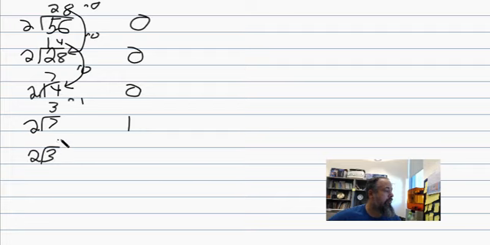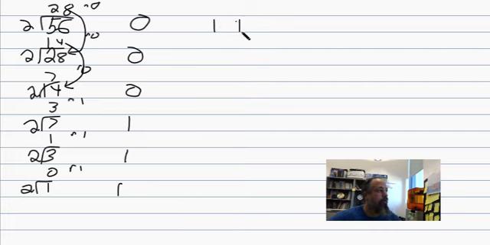3 divided by 2 is 1, right? 2 goes into 3 one time with a remainder of 1. So I'm going to write a 1 over here. The 1 comes down. 1 divided by 2 is 0 with a remainder of 1. So I'm going to put a 1 over here. So then our number, reading counterclockwise, is 1, 1, 1, 0, 0, 0.